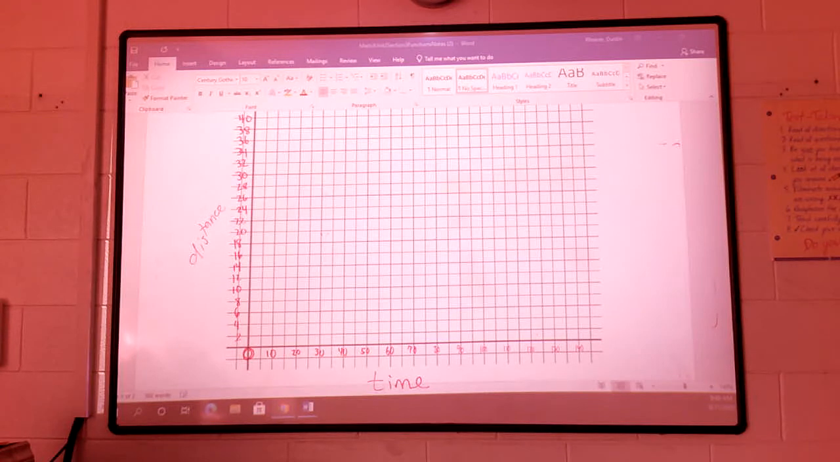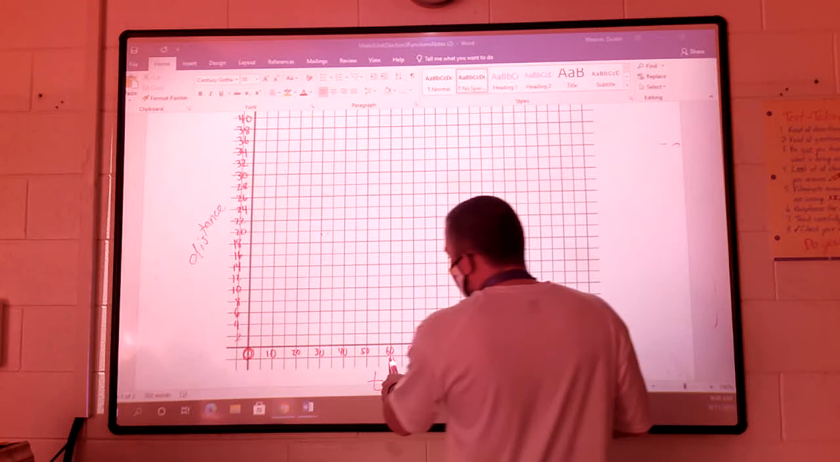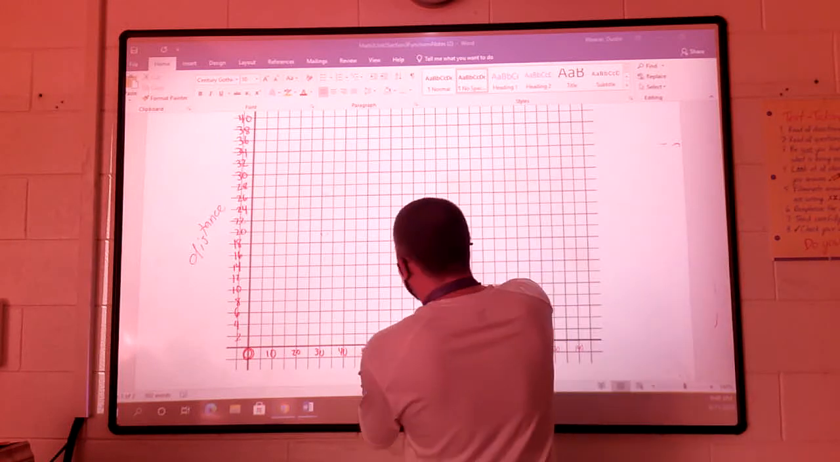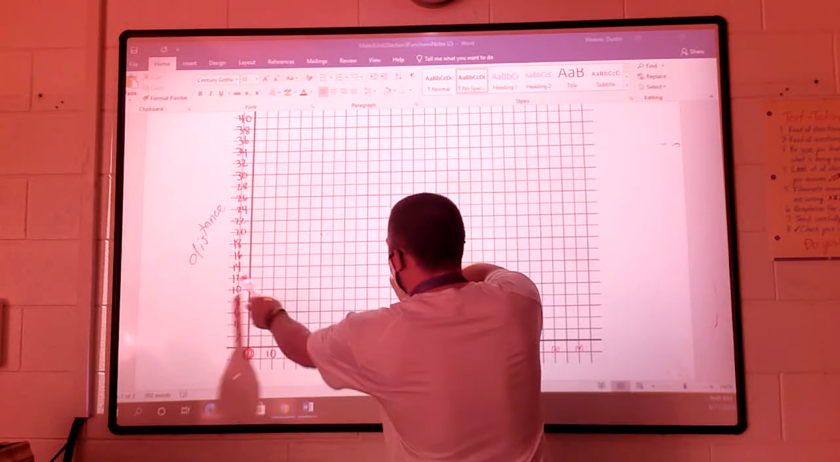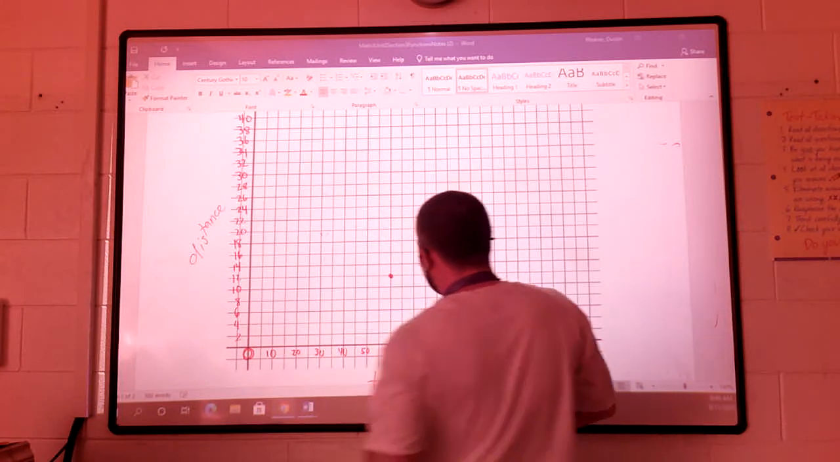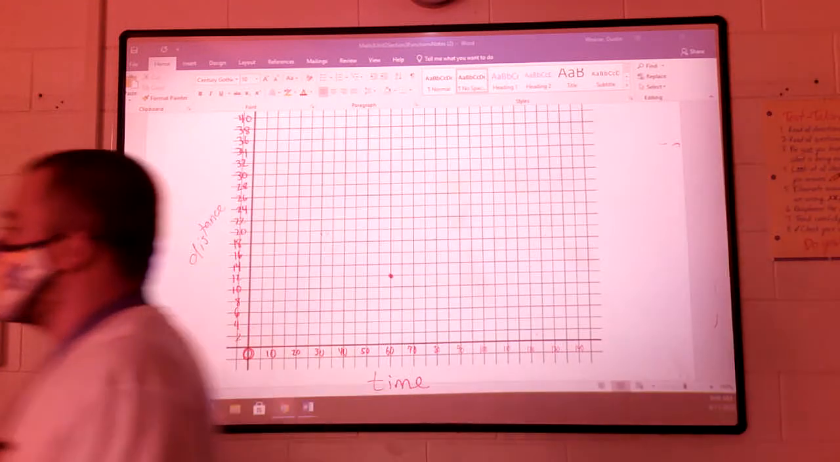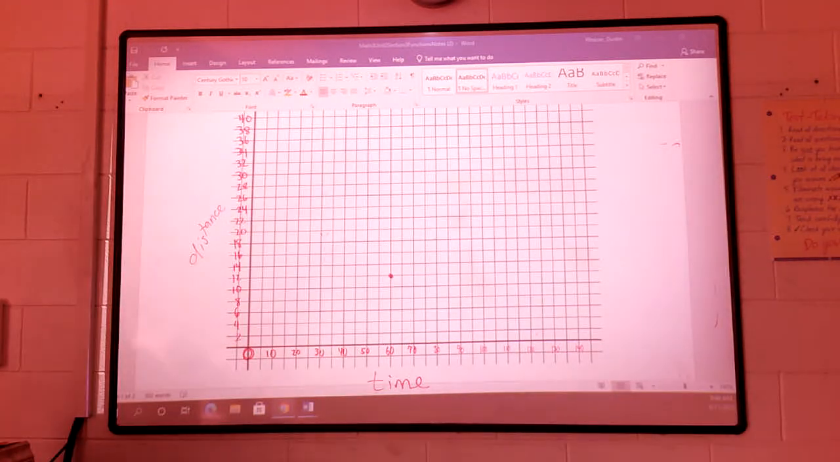So the first one is the point 60, 12. Think about it, 60 minutes and 12 as your distance. So I'm going to go over to 60 minutes, go up to 12, and put a dot right there. So at 60 minutes, I can tell that I'm going 12 miles. The next one was at 30 minutes, I went 6 miles.